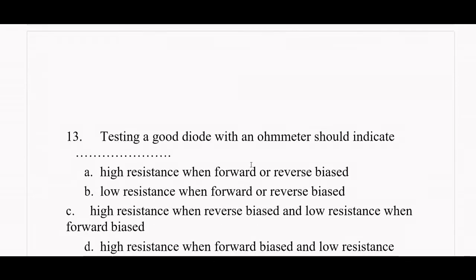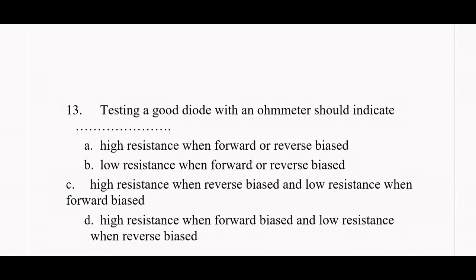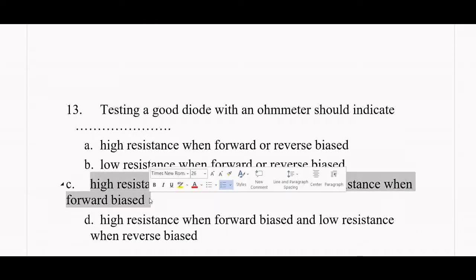Now moving on to question number 13. It says that testing a good diode with an ohmmeter should indicate dash. A. High resistance when forward or reverse biased. B. Low resistance when forward or reverse biased. C. High resistance when reverse biased and low resistance when forward biased. Or D. High resistance when forward biased and low resistance when reverse biased. The answer is C, that is high resistance when reverse biased and low resistance when forward biased.